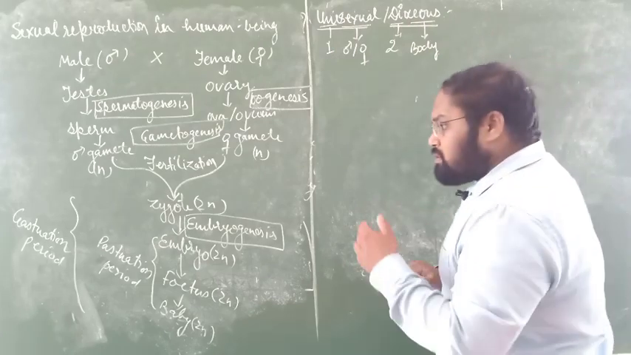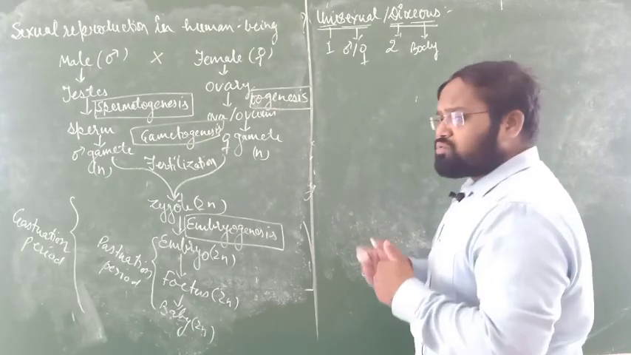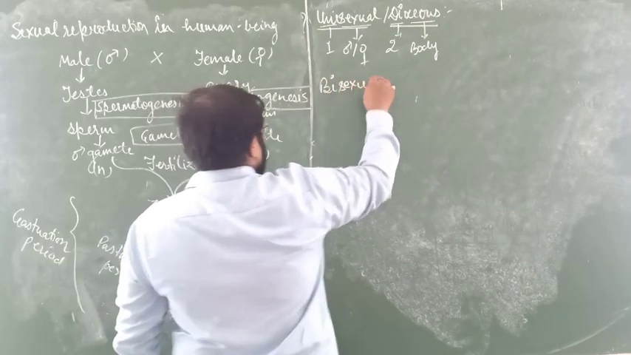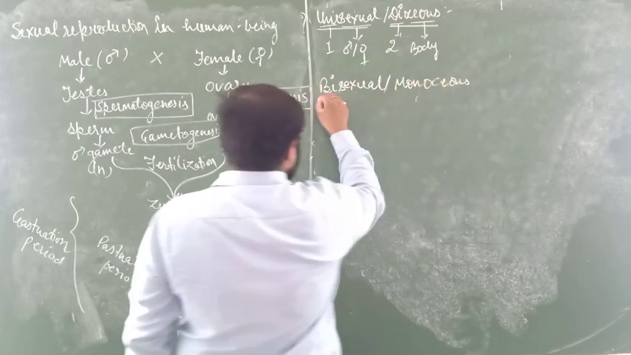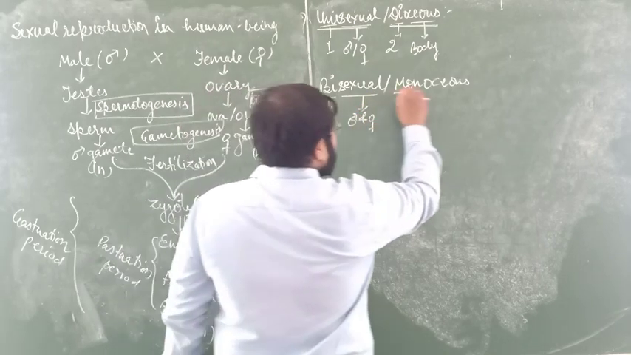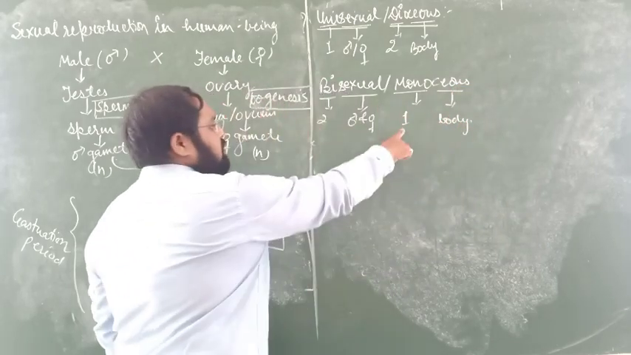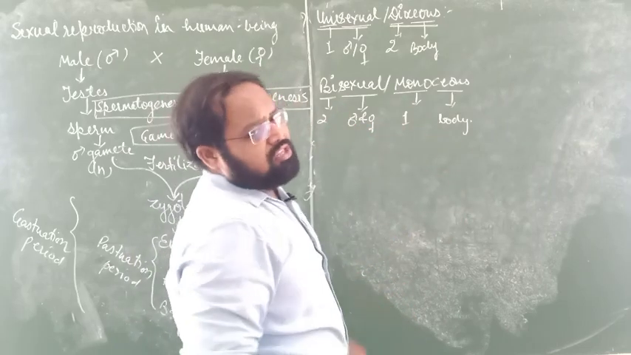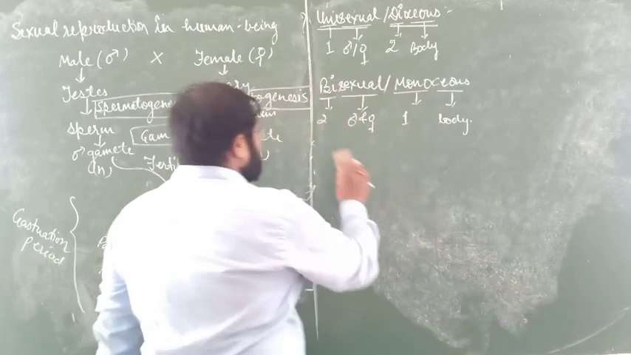Okay. Second thing, which is not in your syllabus, but you should know, is that bisexual is called monoecious. Bi means two, sexual means sex, that is male and female. Mono means one, ecious means body. It means both sexes, male and female, are present in a single body. This condition is called bisexual or monoecious. Keep this in your mind, because in many examinations it will be asked.